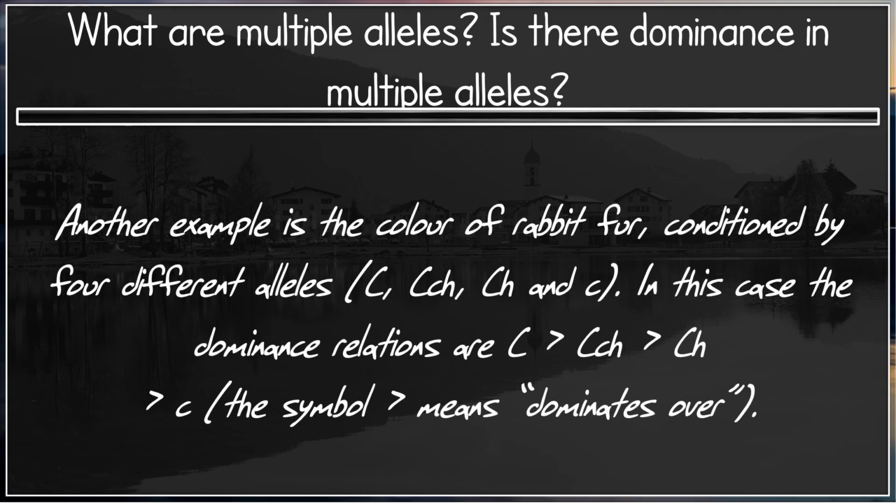Another example is the color of rabbit fur, conditioned by four different alleles: C, c^ch, c^h, and c. In this case, dominance relations are C is greater than c^ch, which is greater than c^h, which is greater than c. The symbol greater than means dominates over.